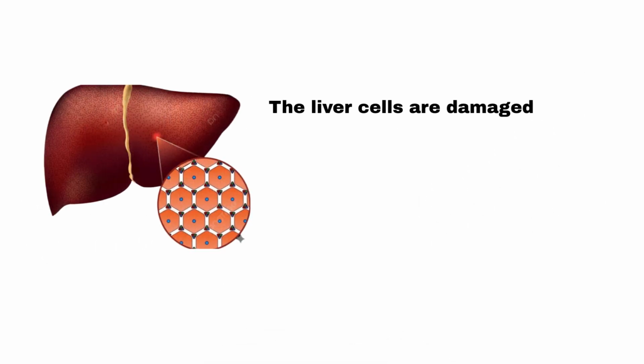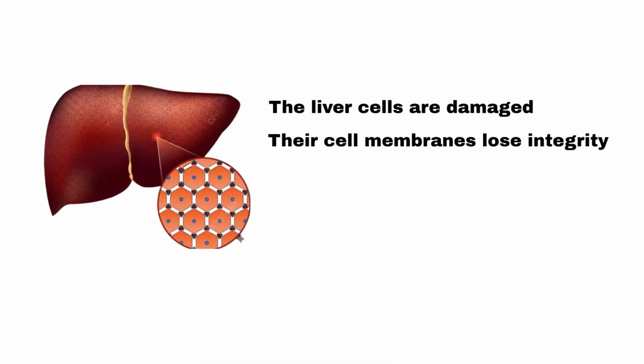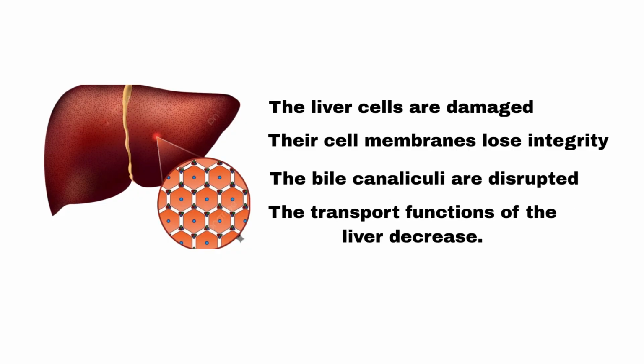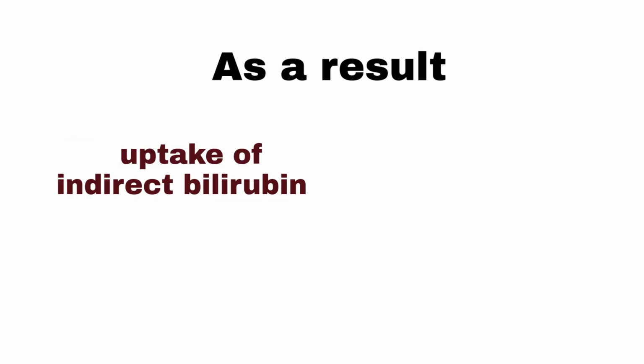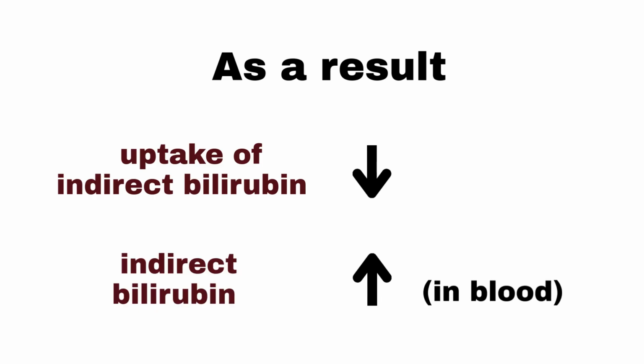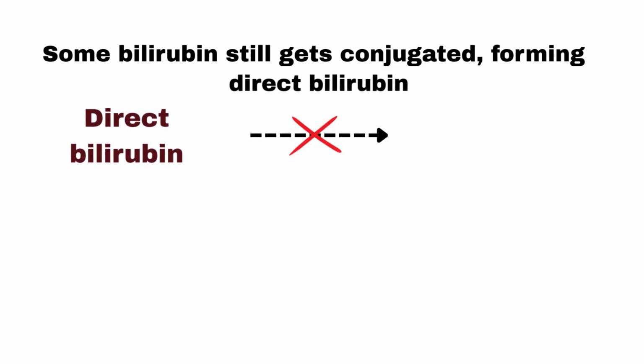Because the liver cells are damaged, their cell membranes lose integrity, the bile canaliculi are disrupted, and the transport functions of the liver decrease. As a result, the uptake of indirect bilirubin decreases. So, indirect bilirubin increases in blood. Some bilirubin still gets conjugated, forming direct bilirubin. But this direct bilirubin cannot be properly excreted into bile.